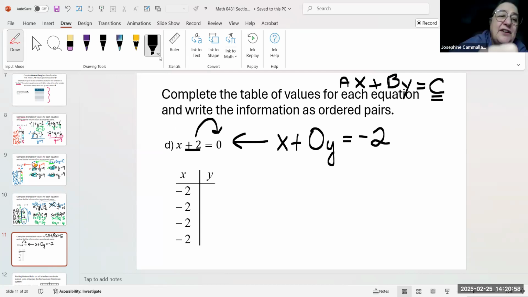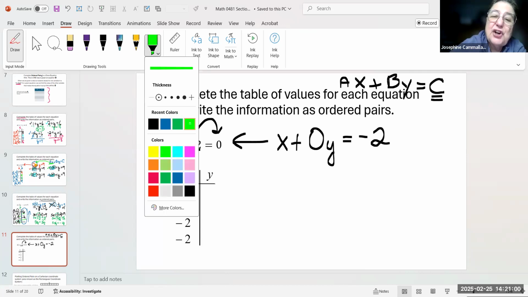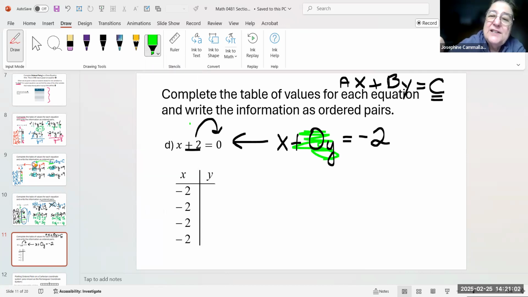This is what you have to think. This term, 0Y, is missing. But the C has got to be a number. Now, sometimes will it be 0? Yeah, it can be. But you want to have AX plus BY on one side to complete the table.